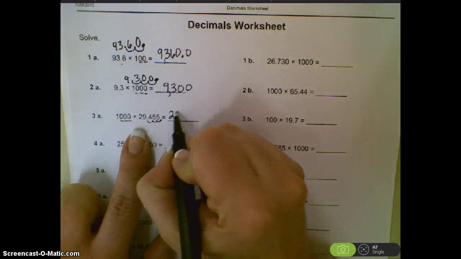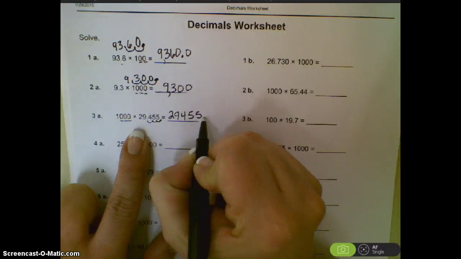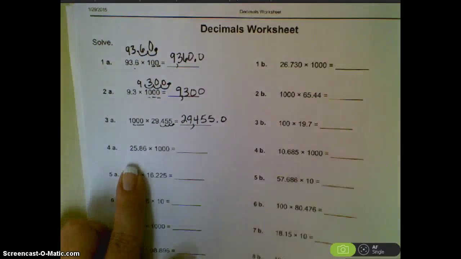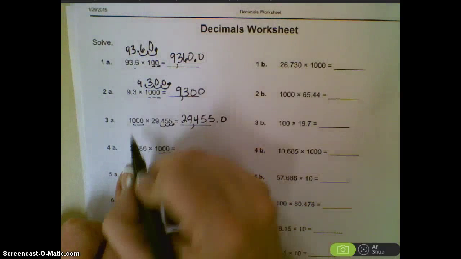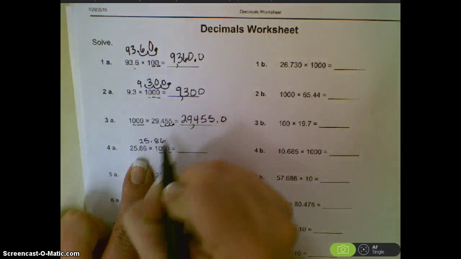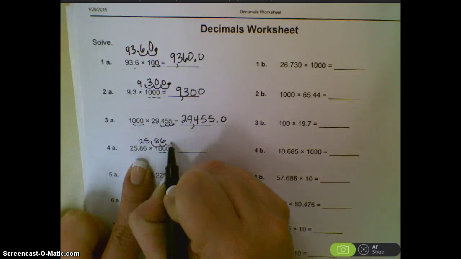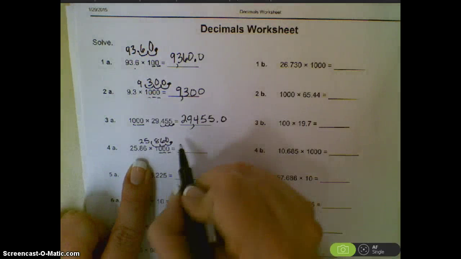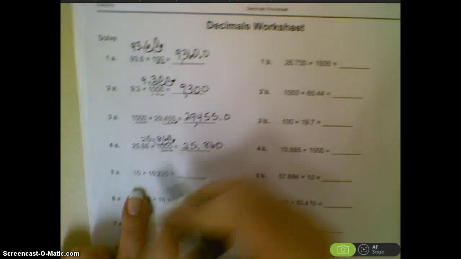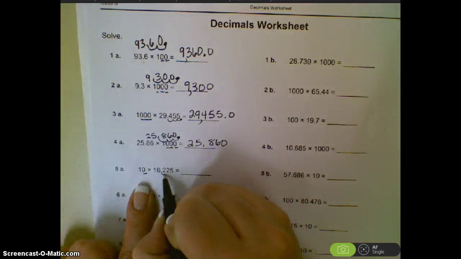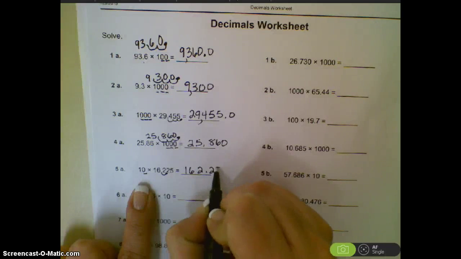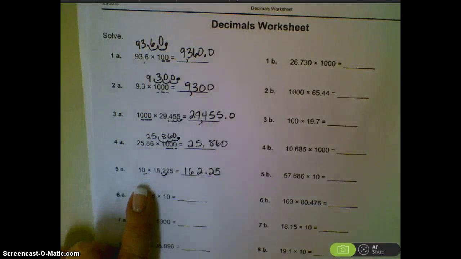And this one, move over 1, 2, 3 places, 1, 2, 3 on that one, and we end up with 2,945.5, 0.0 if we want it, or 29,455. Here we've got 3 places. I'm going to write it above, otherwise I run into that decimal or the multiplication symbol. Move it over 3 places, 1, 2, 3, and that's where I need to add the 0 then. 25,860. 1 place this time, so I'm going to leave it right there, and I get 162 and 25 hundredths.